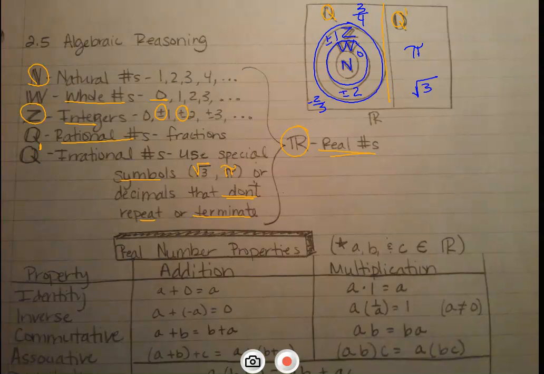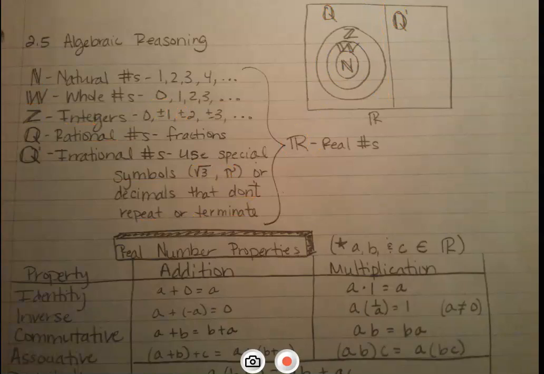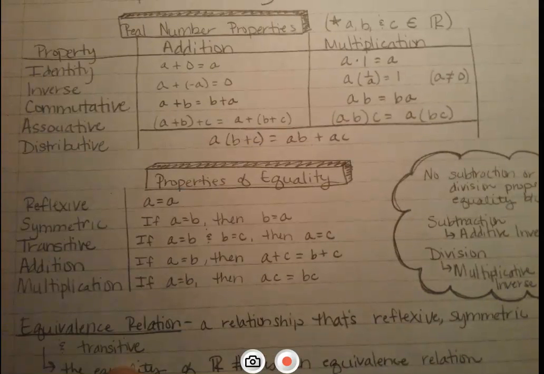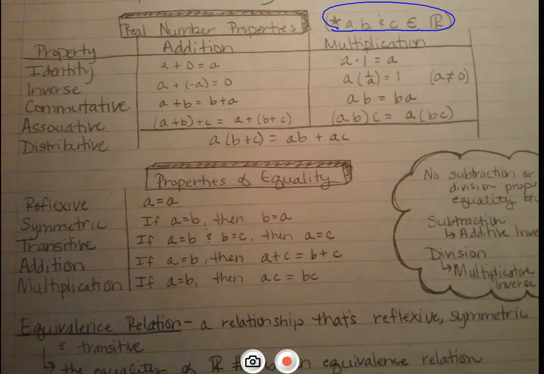So this should be review from algebra and even probably before algebra. Then let's look at some real number properties that we're going to use. First of all, I do want you to notice that A, B, and C are all elements of real numbers in order for this to work.